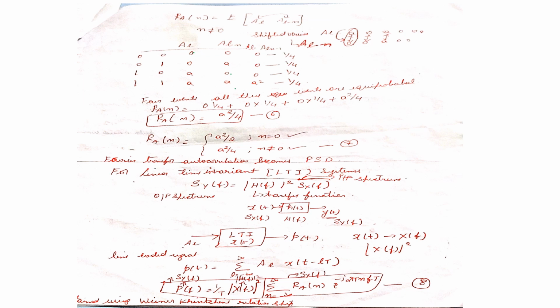Next is the condition when n is not equal to 0. During that time the expectation is E of A_l into A_(l-n). So what is the bit stream? A_l and A_(l-n). The combinations are 0 0, 0 1, 1 0 and 1 1. So that is 0 0, 0 A, A 0, and A into A.